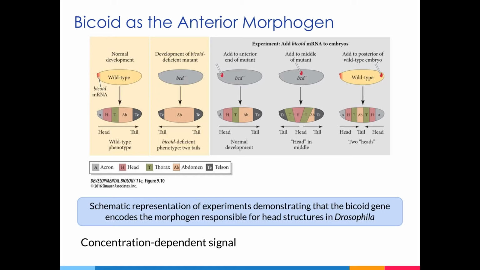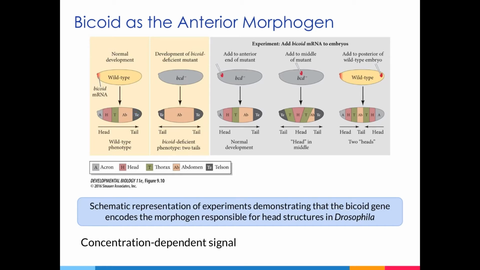In the normal embryo, the segments of the body are the acron, the head, the thorax, the abdomen, and the telson or tail. The acron gives rise to the unsegmented portions of the head, while the telson gives rise to the unsegmented portions of the tail.